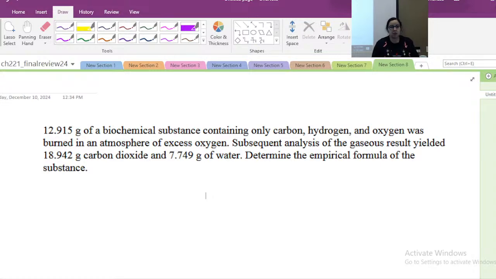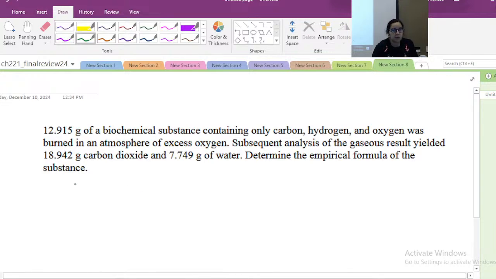So start walking me through this. What do we do? I did a molar conversion for CO2 and water, so find moles of CO2 and water. That sounds like a good plan. So find moles of CO2, and help me go through that.